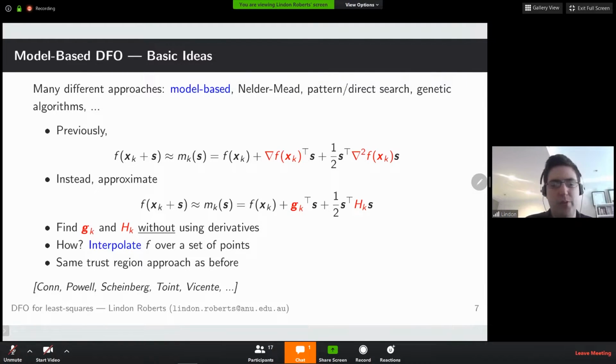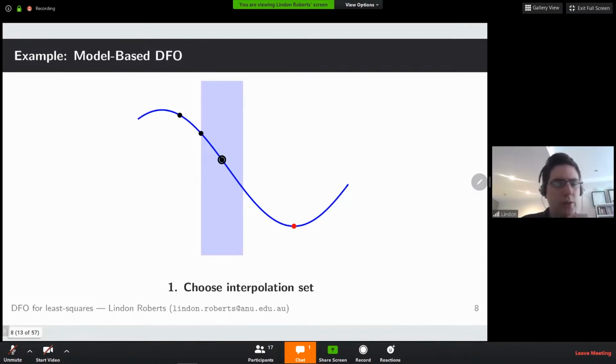The people that did a lot of work early on with this include Andy Conn at IBM, Mike Powell, who's at Cambridge, who some of you might know, Katya Scheinberg, who's now at Cornell, Philippe Toint at Namur in Belgium, and Luis Vicente, who's now at Lehigh in the US. So what does this look like as a picture? Let's suppose I'm trying to minimize the blue objective and find the red local minimum point.